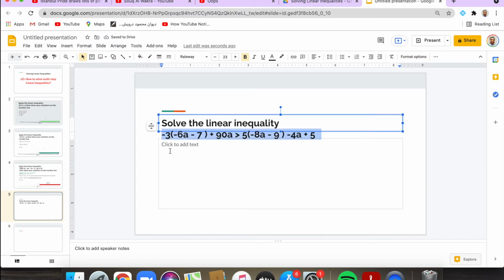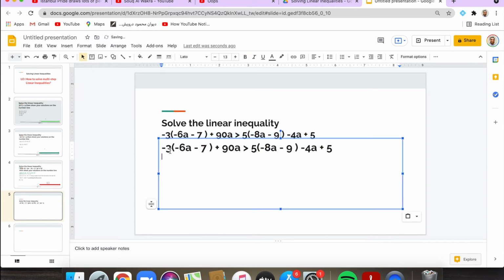Now, what do you think our first step is? The distributive property. Negative 3 times negative 6a, it will be positive 18a. Negative 3 times negative 7, positive 21. So I did the distributive property on my left. Now on my right, 5 times negative 8a, negative 40a. 5 times negative 9, negative 45. So I'm done with the distributive property.